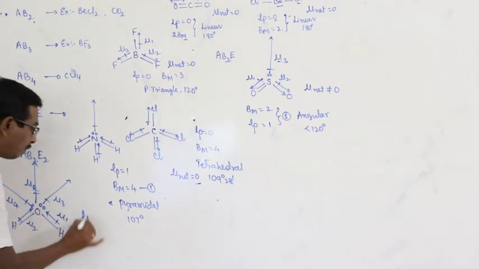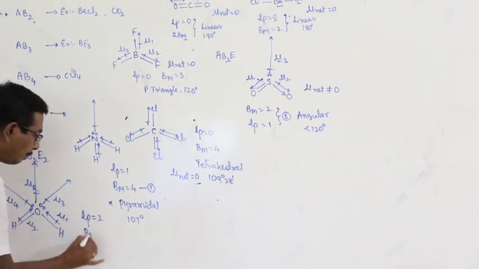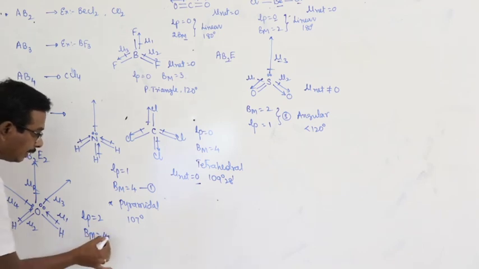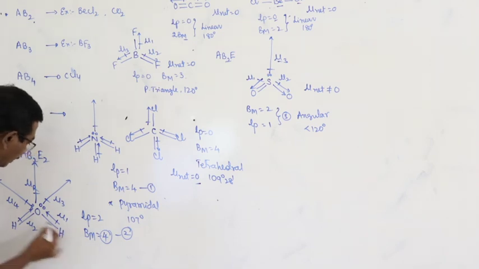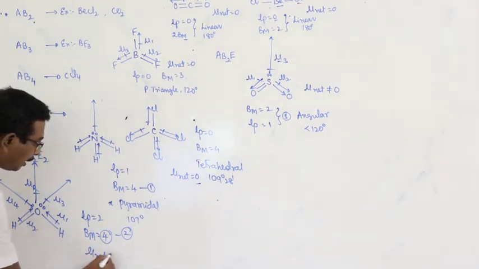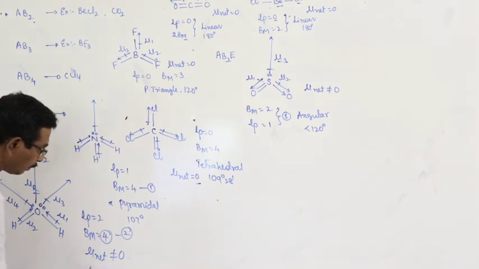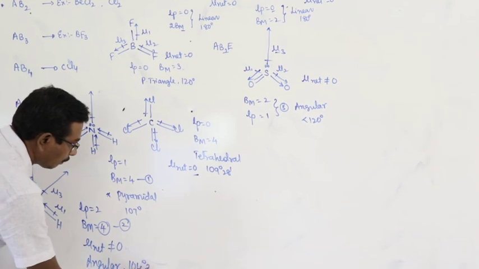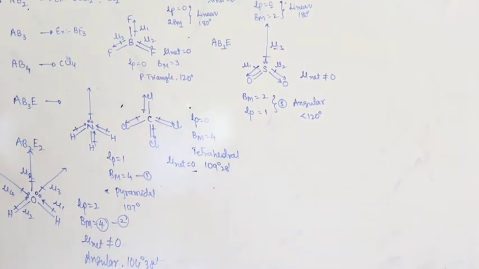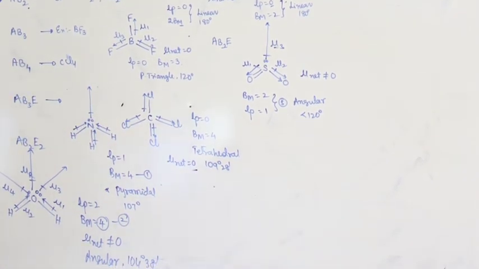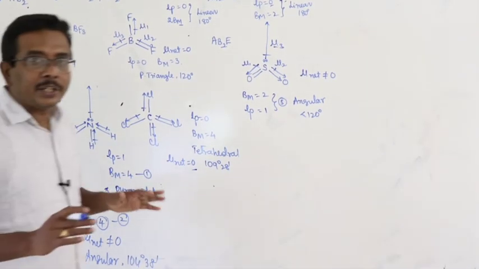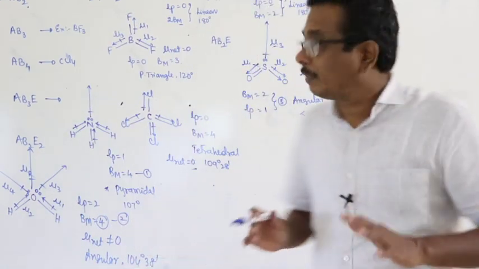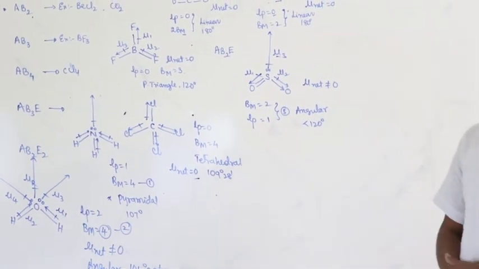Here, number of lone pairs is equal to 2. Number of bond moments is equal to 4. Of these 4 bond moments, 2 bond moments are due to lone pairs. And here, net dipole moment is not equal to 0. Therefore, shape of molecule is angular. Bond angle is 104 degrees 38 minutes. Right? This is about the determination of geometry of the molecules and also the bond angles.